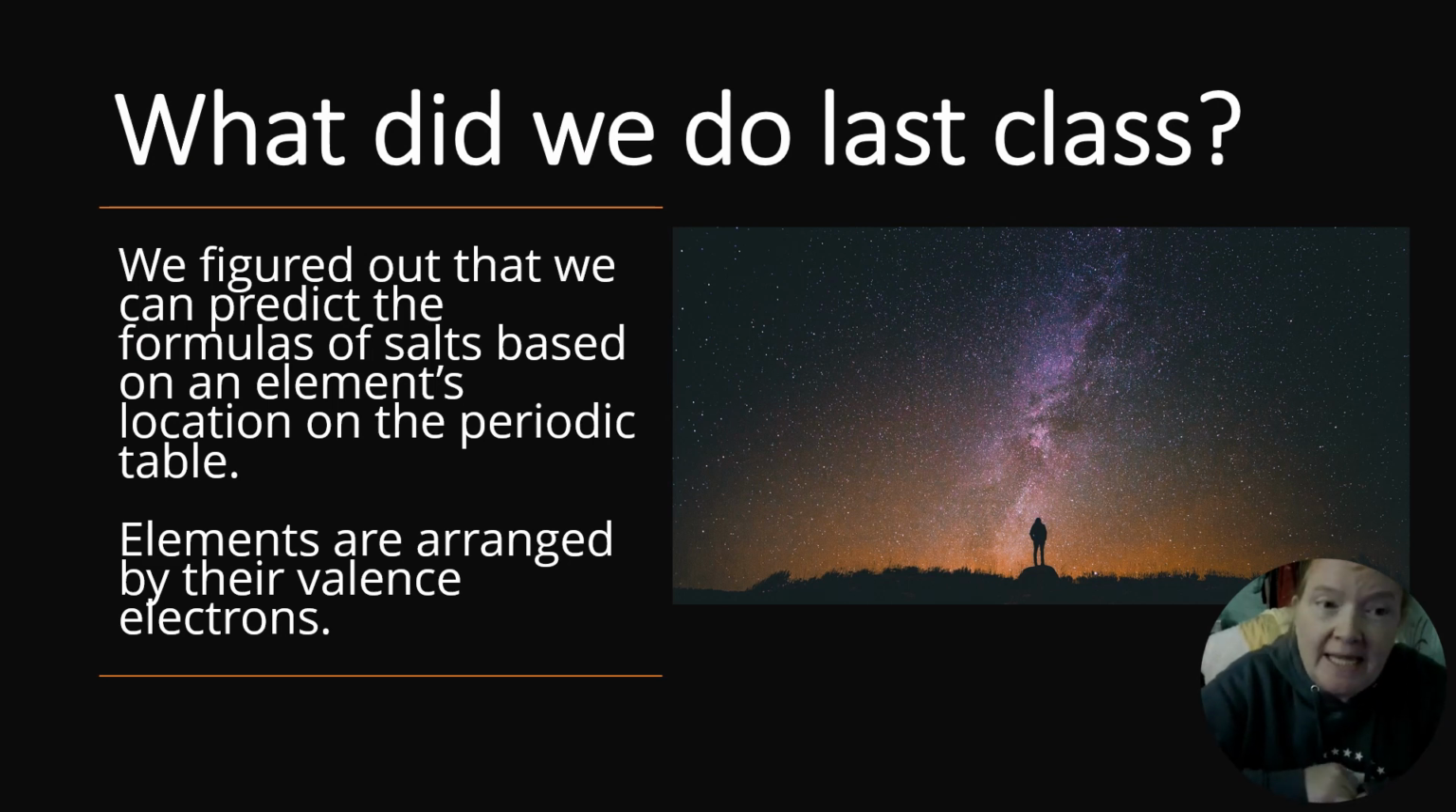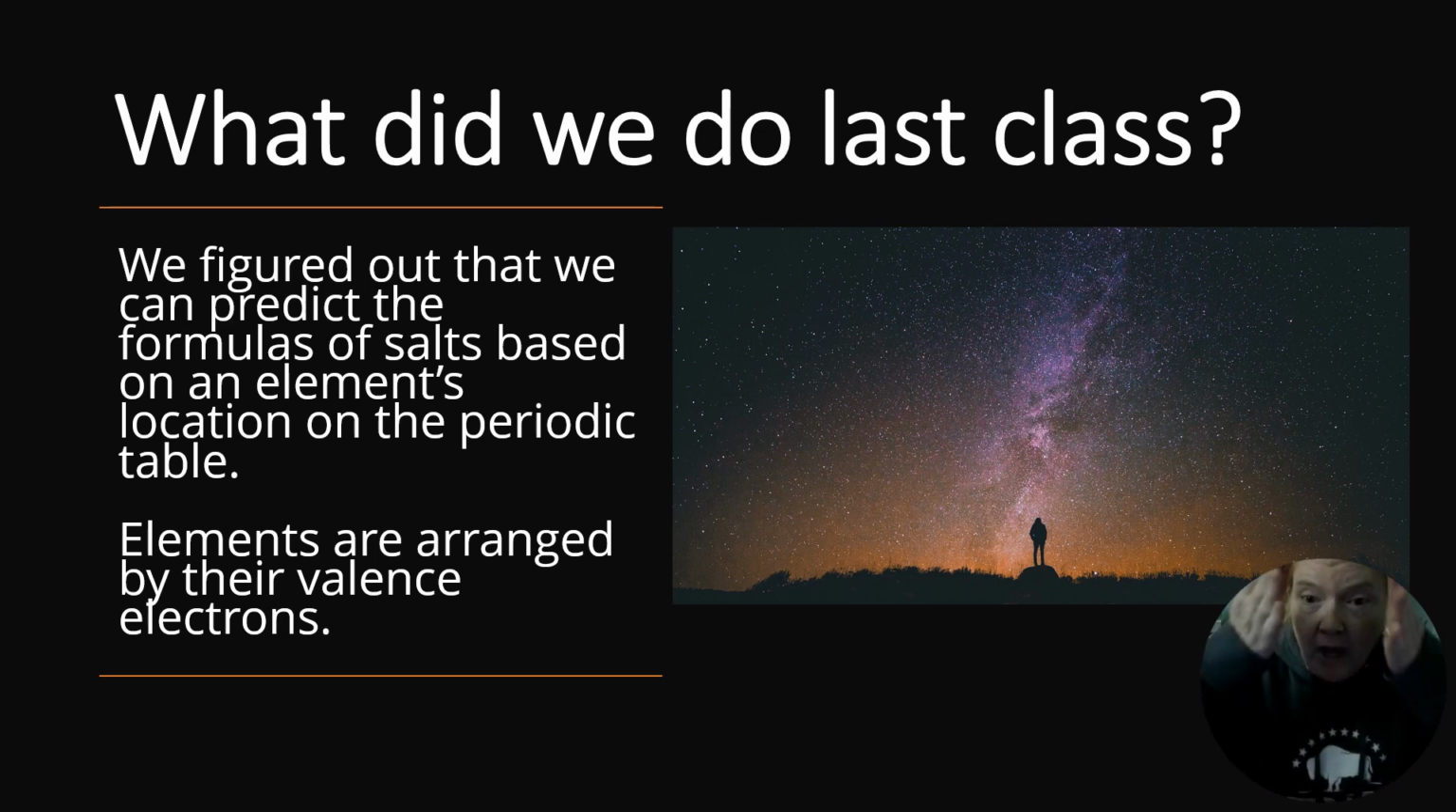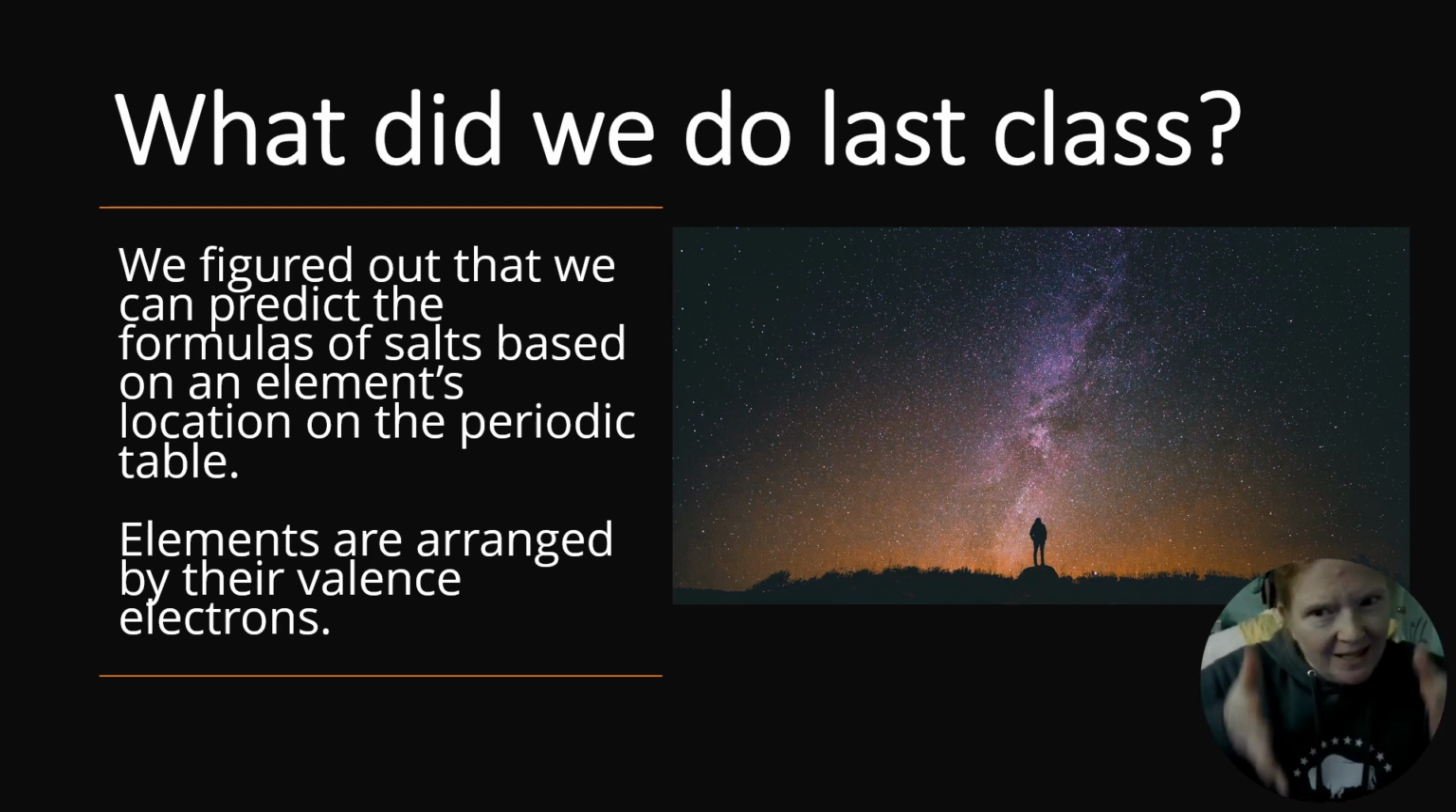So what did we do in the last class? Well, we figured out that we can predict the formulas of salts based on an element's location on the periodic table, because elements in the same column had the same charges. They had the same dots in the Lewis dot structure. They had the same outer or valence electrons. So elements seem to be grouped in vertical columns based on their outer or valence electrons.